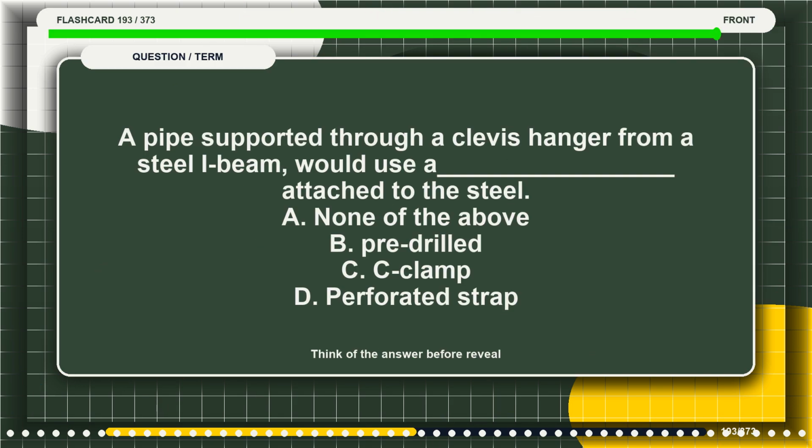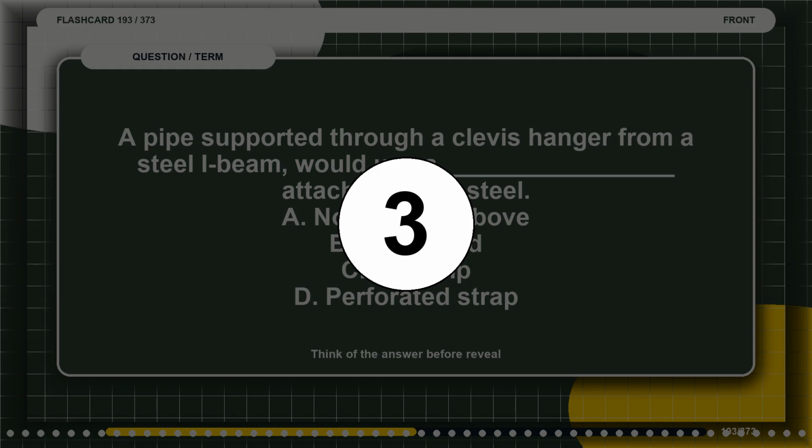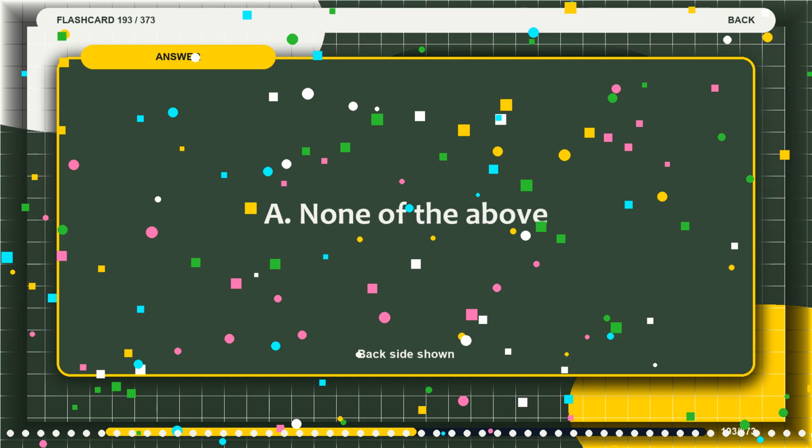Flashcard 193. A pipe supported through a clevis hanger from a steel I-beam would use a blank attached to the steel. A. None of the above. B. Pre-drilled. C. C-clamp. D. Perforated strap. Think of the answer before the reveal. The answer is A. None of the above.